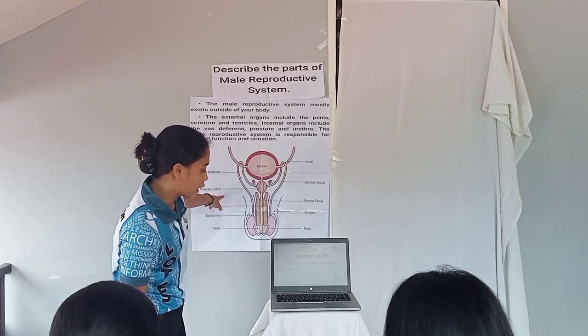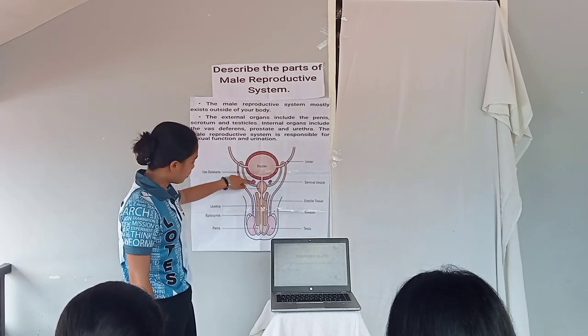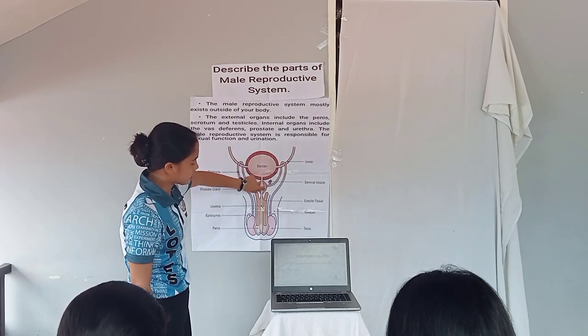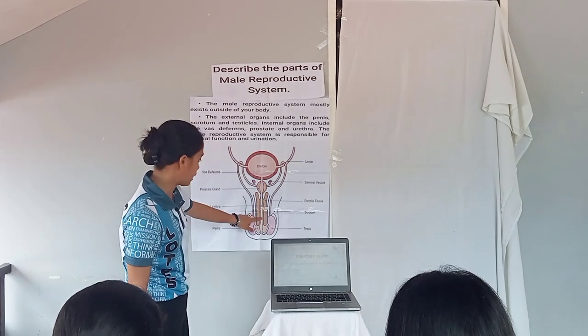Prostate gland is located between the bladder and the penis. So as you can see, the prostate gland is at the center of the bladder and the penis.